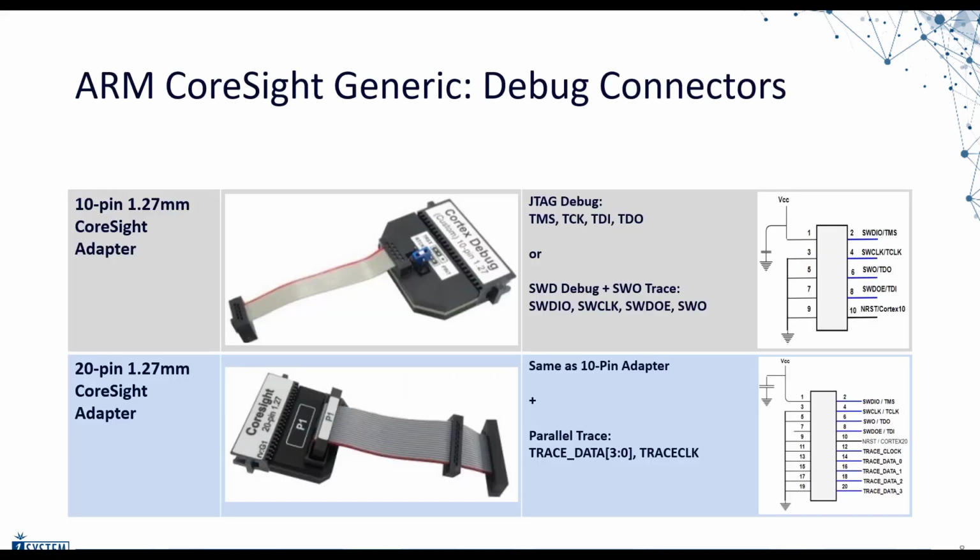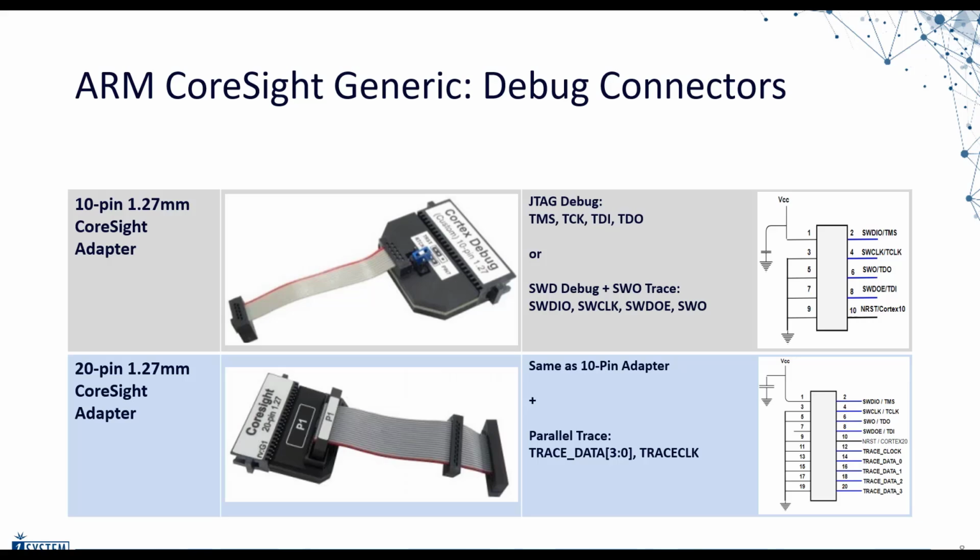Now talking about the ARM CoreSight generic debug connectors. There are two connectors we see here. The first one is a 10 pin connector and the other one is a 20 pin connector. With the 10 pin connector only SWO trace is possible, while with the 20 pin connector we can perform both SWO trace and parallel trace. One thing to note here is that the SWO trace pin is shared with JTAG TDO. So SWO and JTAG cannot be used at the same time. That's why Cortex-M4 offers another additional debug interface called SWD, serial wire debug.